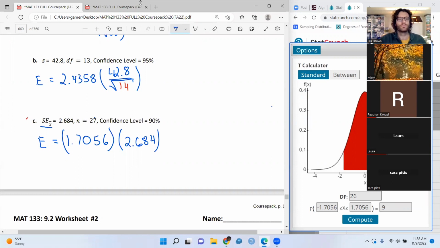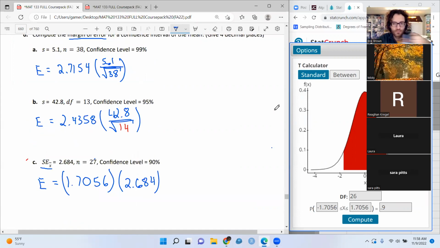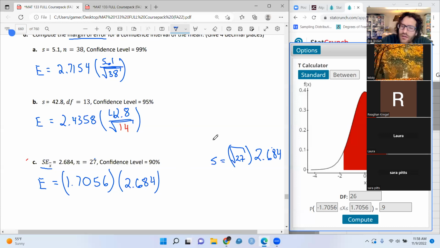Okay, for the bottom one, I did 2.684 and then I multiplied it by the square root of n to get s. Is that how that works? You could definitely do that. You should get the same answer as this, because what I did is calculate the critical value. You didn't need S though.